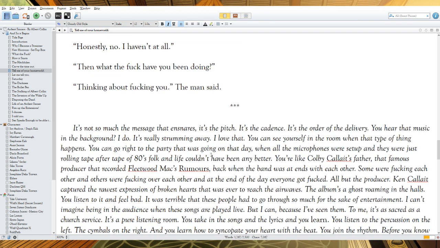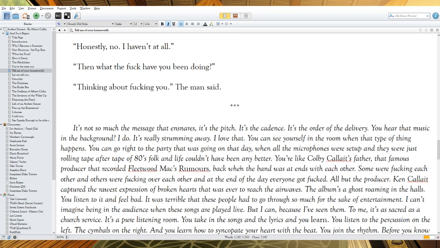It's not so much the message that ensnares, it's the pitch, it's the cadence, it's the order of the delivery. You hear that music in the background? I do. It's really strumming away. I love that. You can see yourself in the room when that type of thing happens. You can go right to the party that was going on all day, when all the microphones were set up and they were just rolling tape after tape of 80s folk, and life couldn't have been any better.